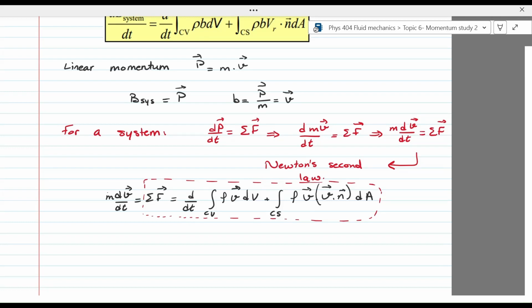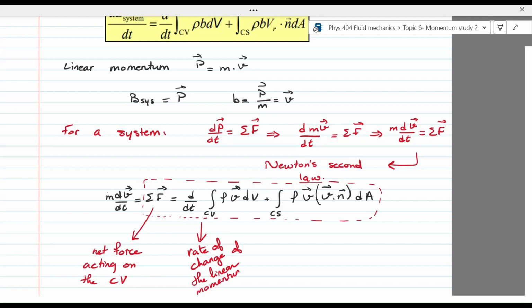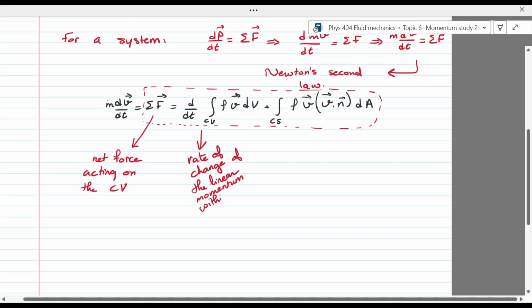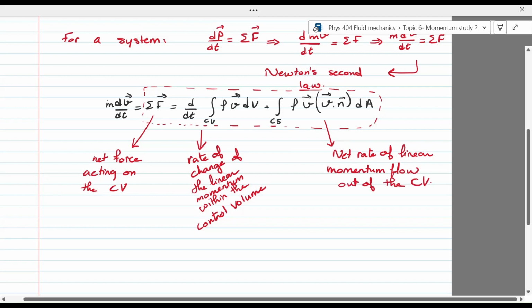Now what we can do next is, first, let's check out the terms that we have obtained. Our equation tells us that the first term is the sum of forces, or the net force, whereas the second term is, as usual, the rate of change, in this case of the linear momentum, within the control volume. And the third term gives us the net rate of linear momentum flow out of the control volume.